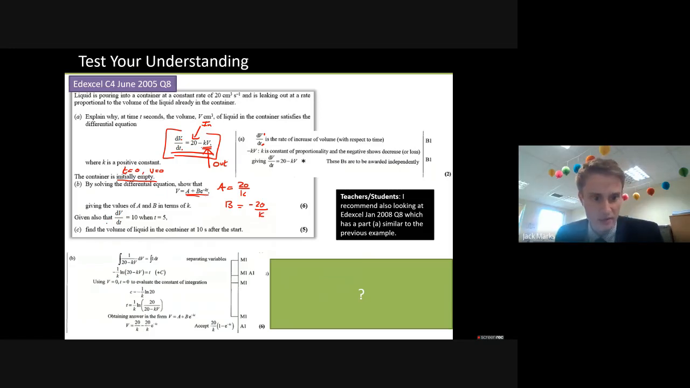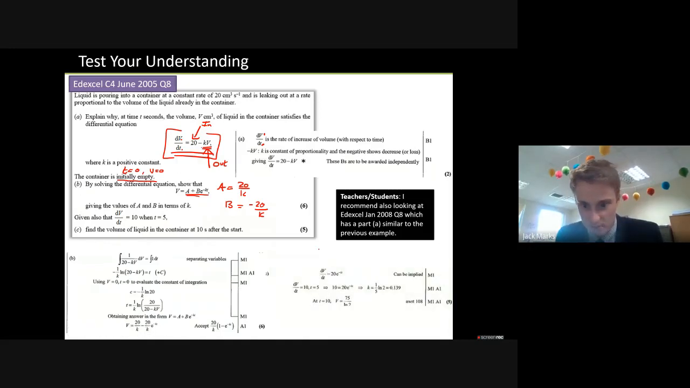We then get some more information, so that the rate of change is 10 when t equals 5. And what this will actually let you do is work out what k is. So a little bit trickier there, that part C. So these are the kind of questions that you need to spend a fair bit of time practicing.